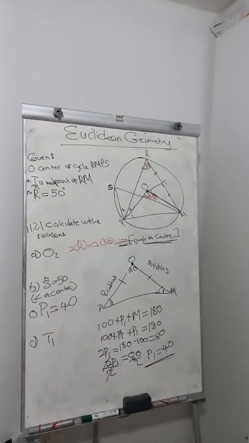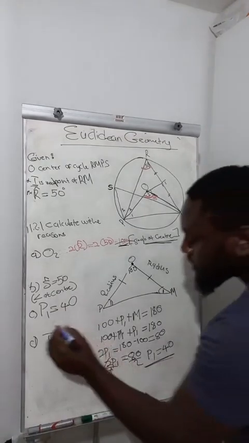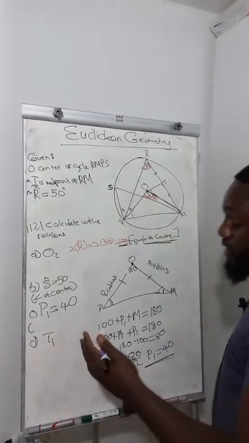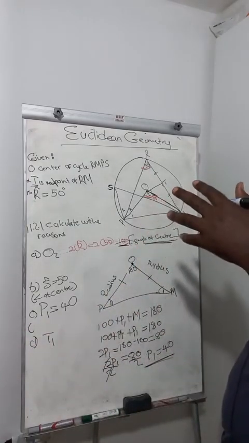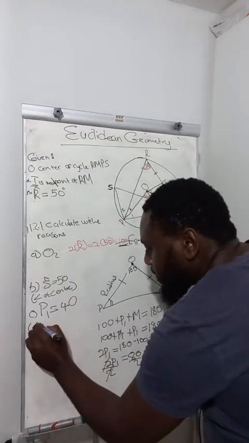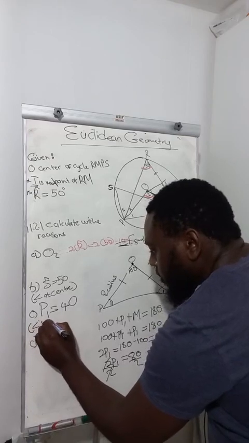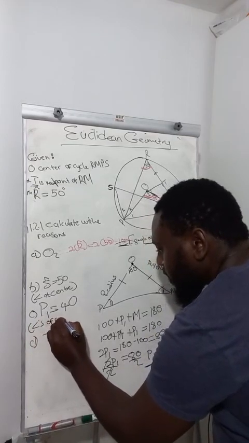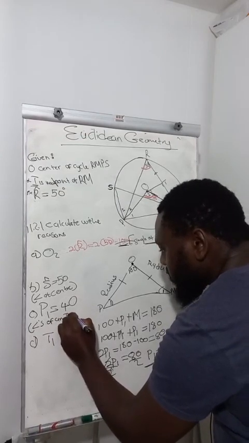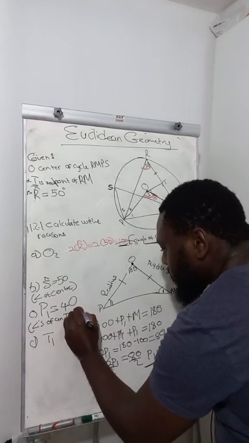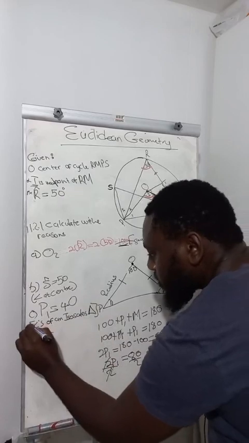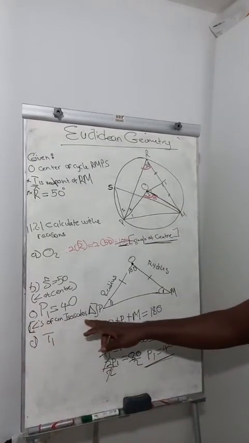So the reason here, you'll say: angles of an isosceles triangle. This is your reason. Angles of an isosceles triangle.